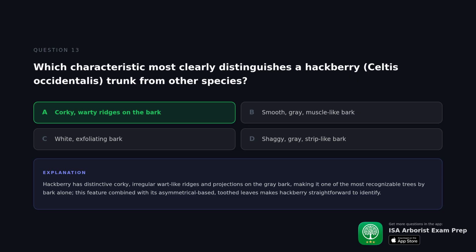The correct answer is corky, warty ridges on the bark. Hackberry has distinctive corky, irregular wart-like ridges and projections on the gray bark, making it one of the most recognizable trees by bark alone. This feature, combined with its asymmetrical leaf base and toothed leaves, makes hackberry straightforward to identify.